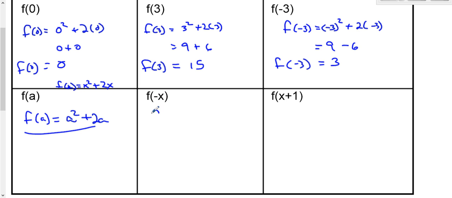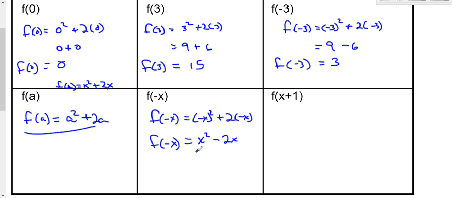With negative x, I plug in the negative x squared plus 2 times negative x. And all I can do here is just simplify and understand that negative x squared is the same thing as positive x squared. And 2 times negative x would be negative 2x. So this would just be minus 2x. So the function evaluated at negative x is x squared minus 2x.